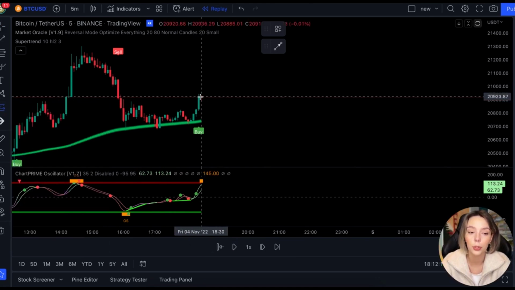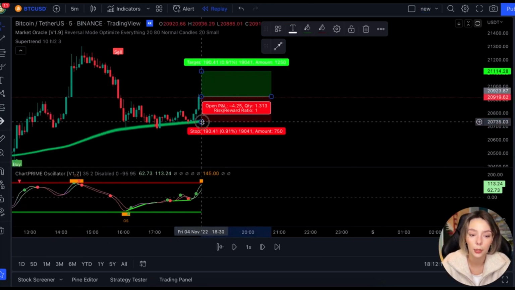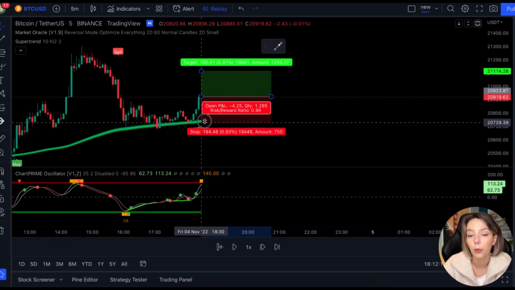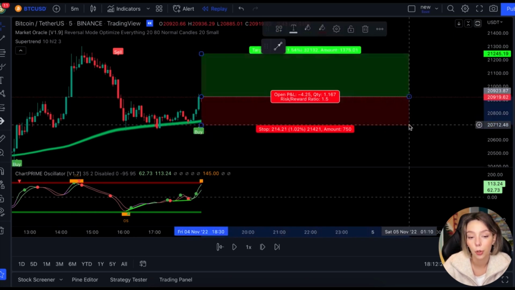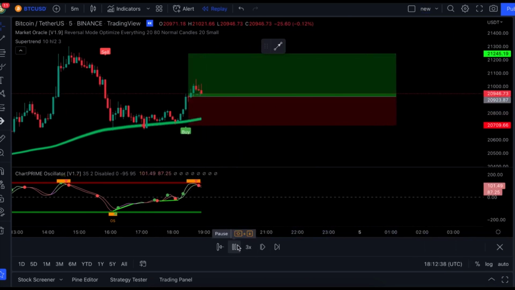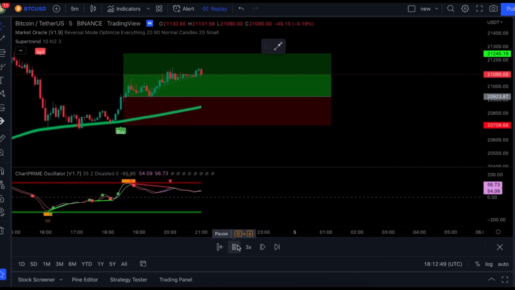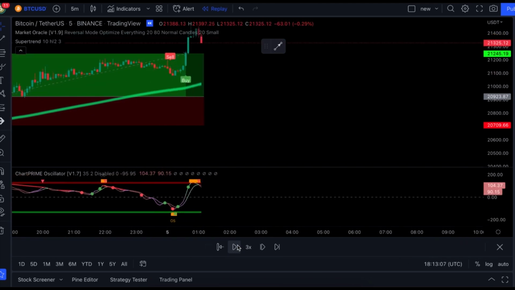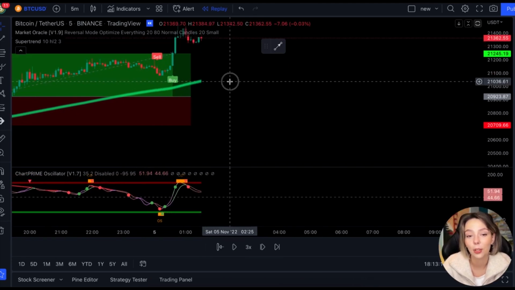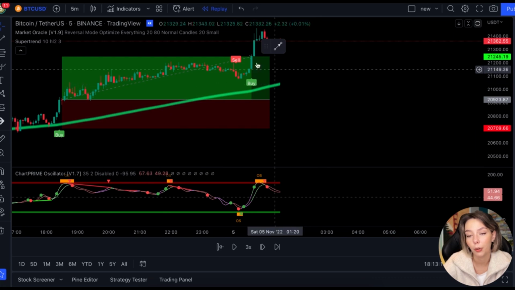So we open a long position. Stop loss is set at the previous low or at the super trend line, and profit is set 1.5 times higher. Let's see if this position works. You can see that our position has worked in profit and we have earned again.